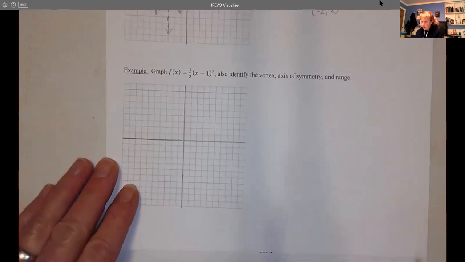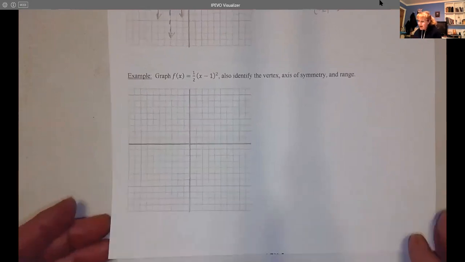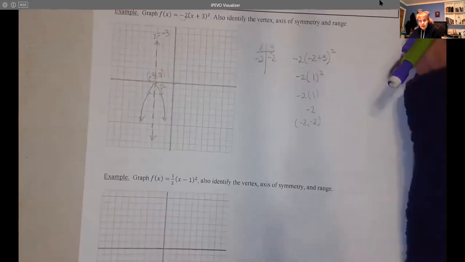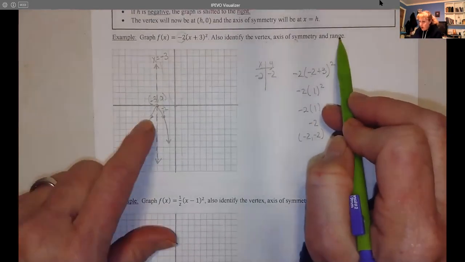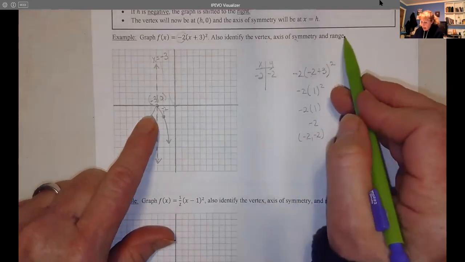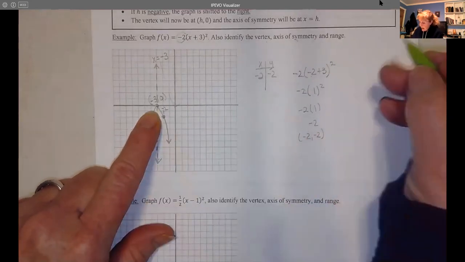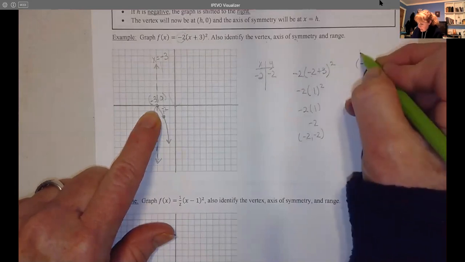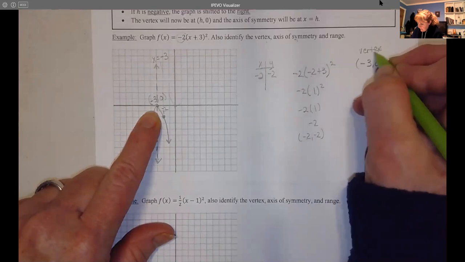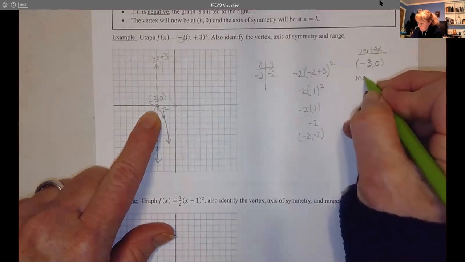Here, I know we're gonna graph the vertex. Well, sorry, I missed something up here, and that was the range. Okay, let's go ahead and add to this. This vertex, -3, 0, is our vertex. It's a maximum.